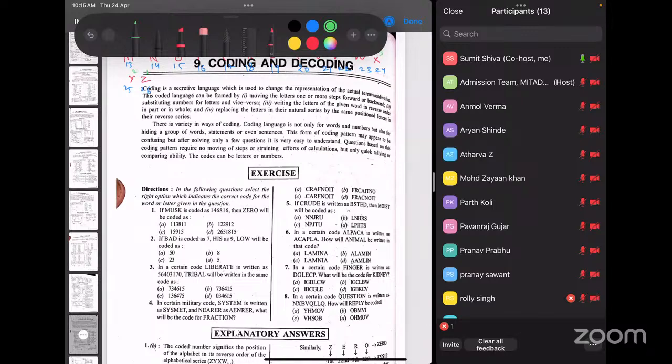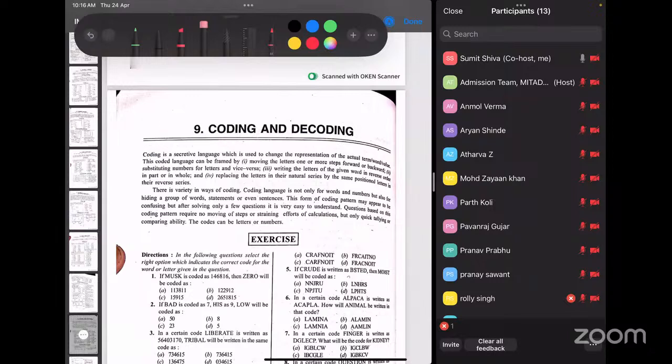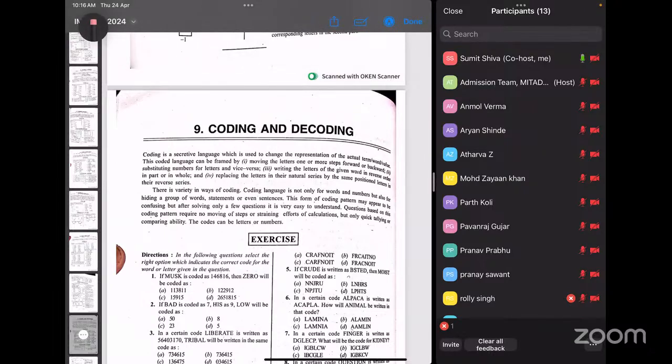Will you be able to solve? Yes, sir. Okay. Any doubt? No, sir.